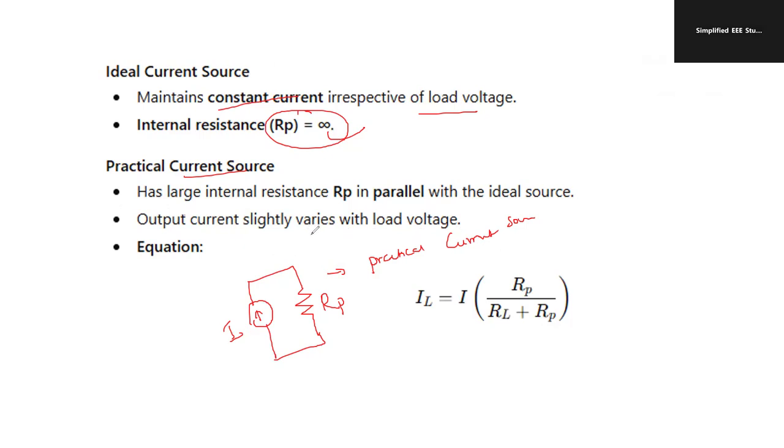The output current varies slightly with respect to the voltage, and this is the equation for calculating IL. We are applying the current division rule, because the resistance of the opposite branch is RP only. IL is RP divided by R plus RP into I, where I is the current flowing through the opposite branch. You can compute this using the current divider rule or current division rule.